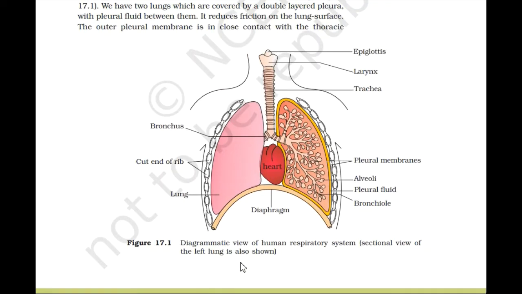Let us see the figure. Diagrammatic view of the human respiratory system. A sectional view of the left lung is also shown. Here they have represented the epiglottis, larynx, and trachea; the larynx opens into the trachea. Then here they have given the bronchus, the heart in between the two lungs, and below, the diaphragm. The sides are enclosed by ribs, cut ends of ribs, pleural membrane, alveoli, terminal part, pleural fluid, bronchioles.